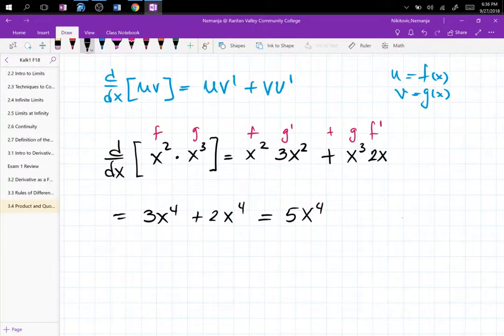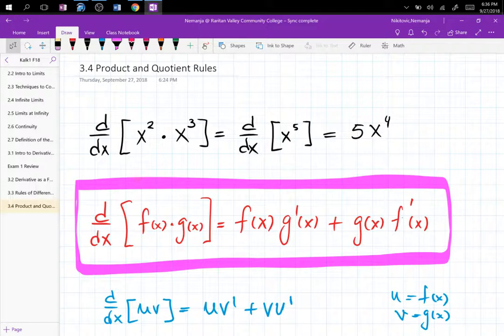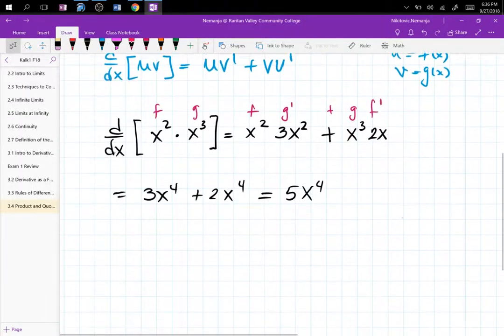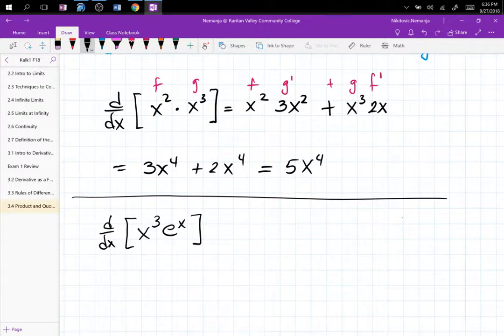Now, obviously, you might say, we don't really need that rule because why don't I just multiply, like we did up there, and there's no need for the rule. Well, sure, that works on this example, but now I'm going to have x cubed times e to the x. Can you multiply these using algebra? No. One is a polynomial, the other one is exponential. They're not even compatible, right? So what do you have to do instead? Well, you have to resort to the product rule.